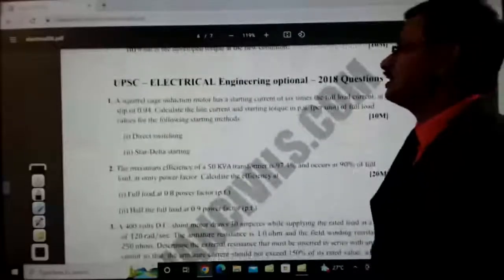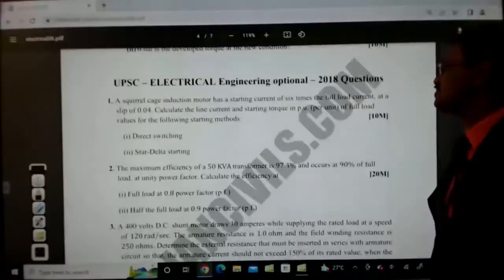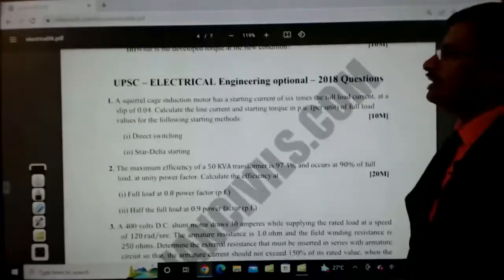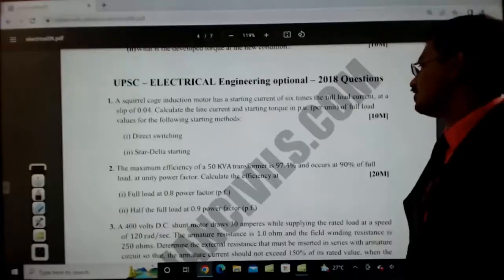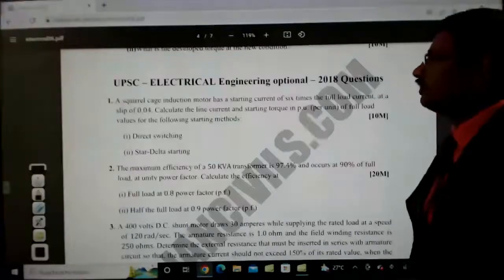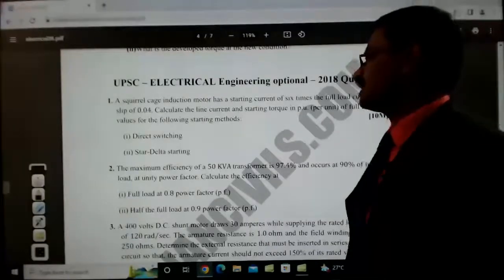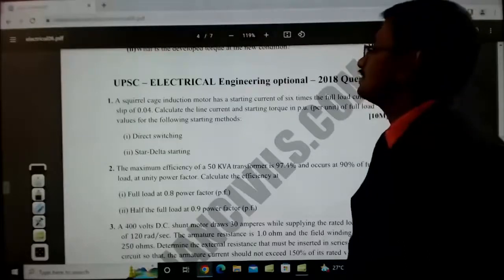And this is in 2018: a squirrel cage induction motor has a starting current of 6 times the full load current, and at a slip of 0.04, calculate the line current and starting torque in per unit of full load values for the following starting methods. One is the direct switching and the other is star delta starting, right? So squirrel cage induction motor.